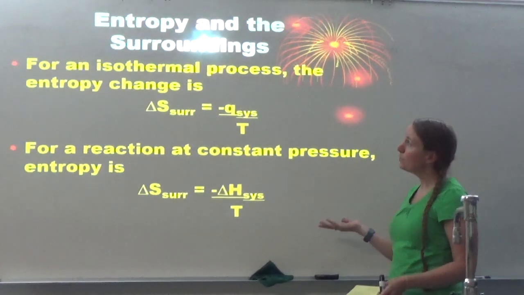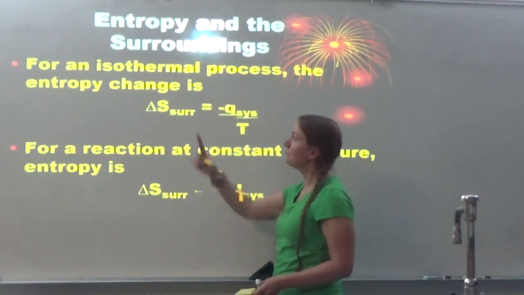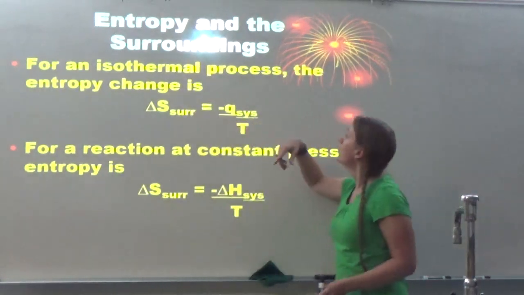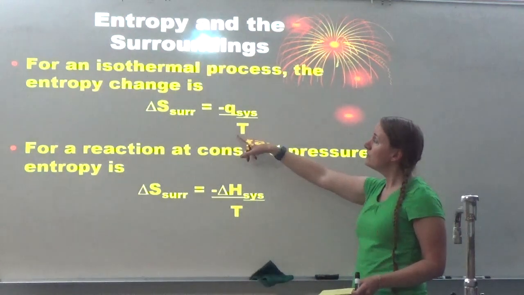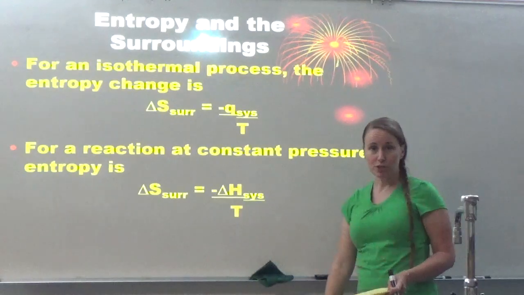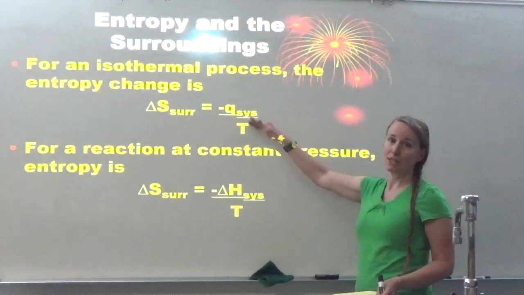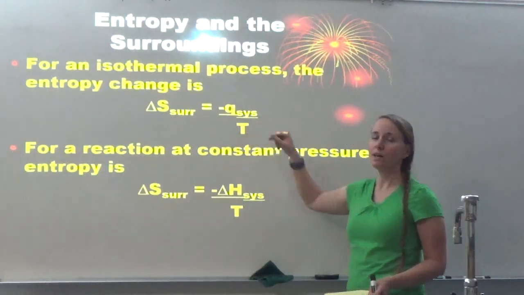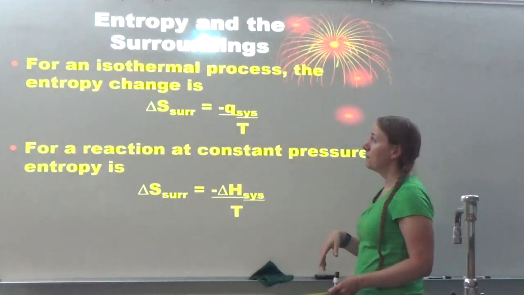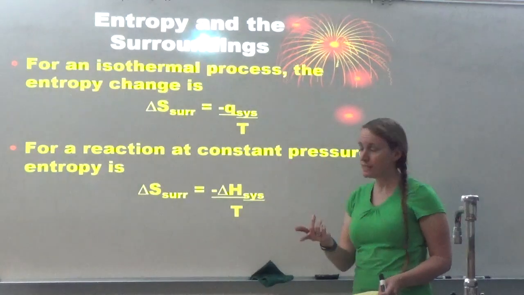For an isothermal process, which remember we talked about what that is before, it means temperature does not change. The entropy change, delta S, is negative Q of the system over temperature. Okay, so we've already used this formula in the last video. Ours just said negative Q of reverse. So this is just negative Q of system.